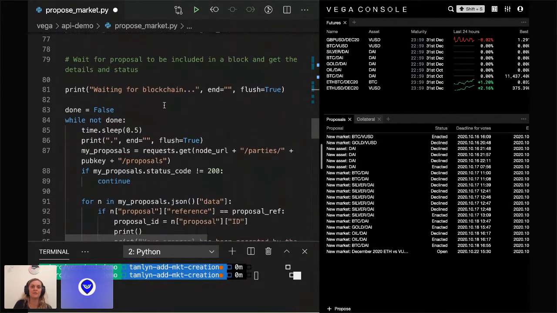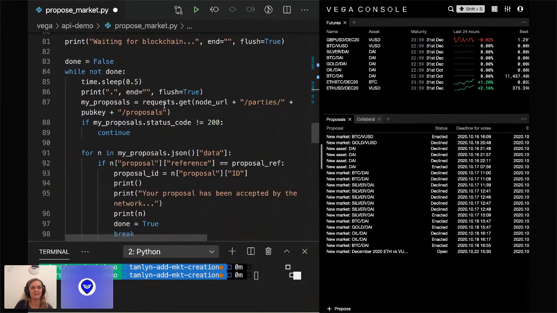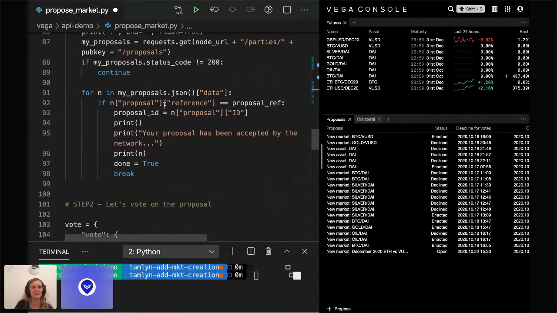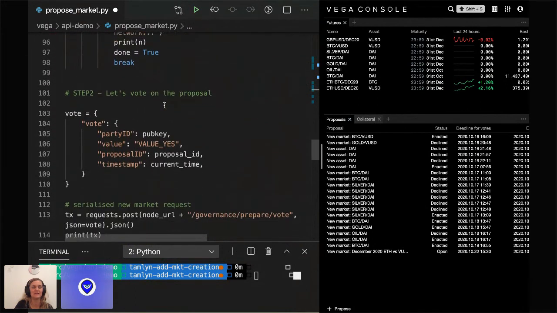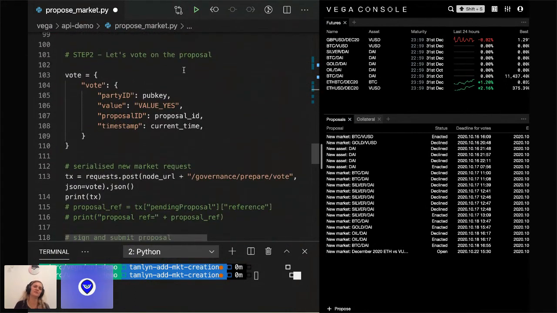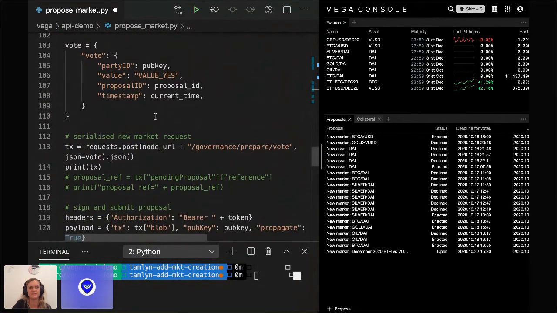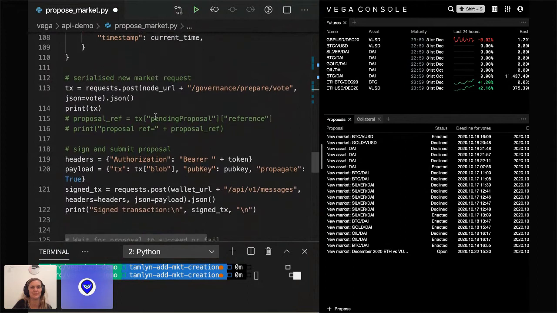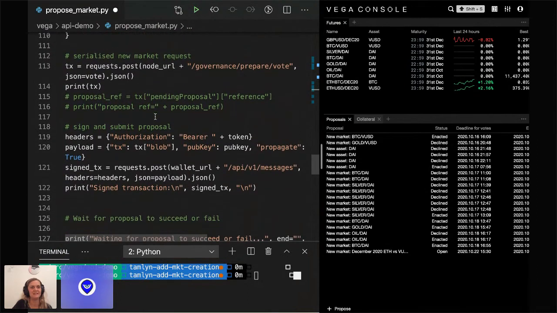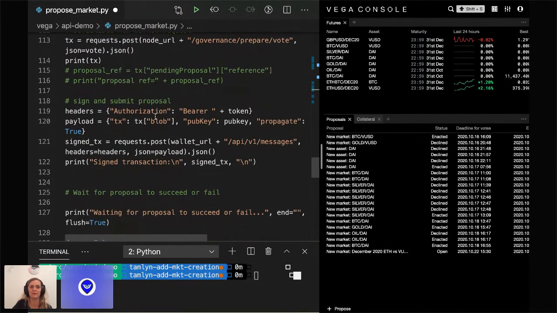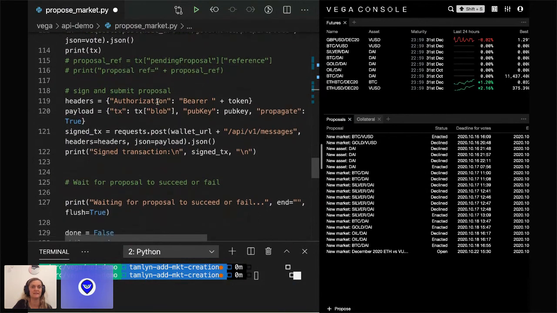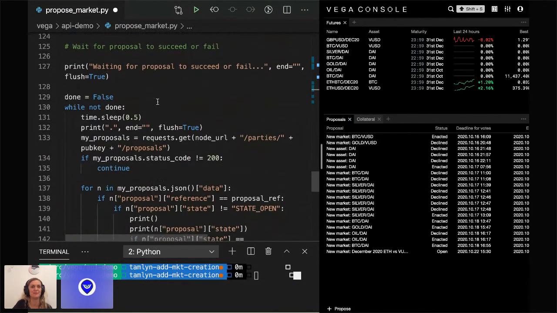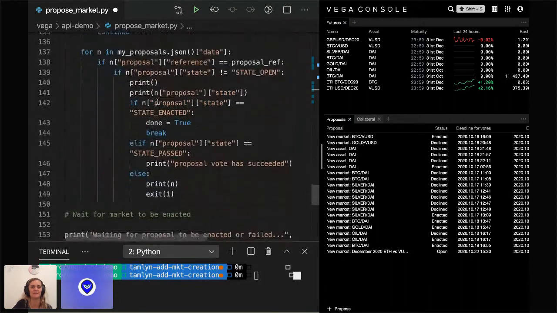And then we're going to be just waiting to see how our proposal has been going, check in on it. But then the next major step we need to do is vote on the proposal, because the proposal is not going to pass if no one votes on it. So I'm obviously going to vote yes. I expect that I'm going to be the only person voting on this proposal, so it should pass. And then I'm going to sign and submit that. And then we're going to just wait again for a little bit, see how this goes.